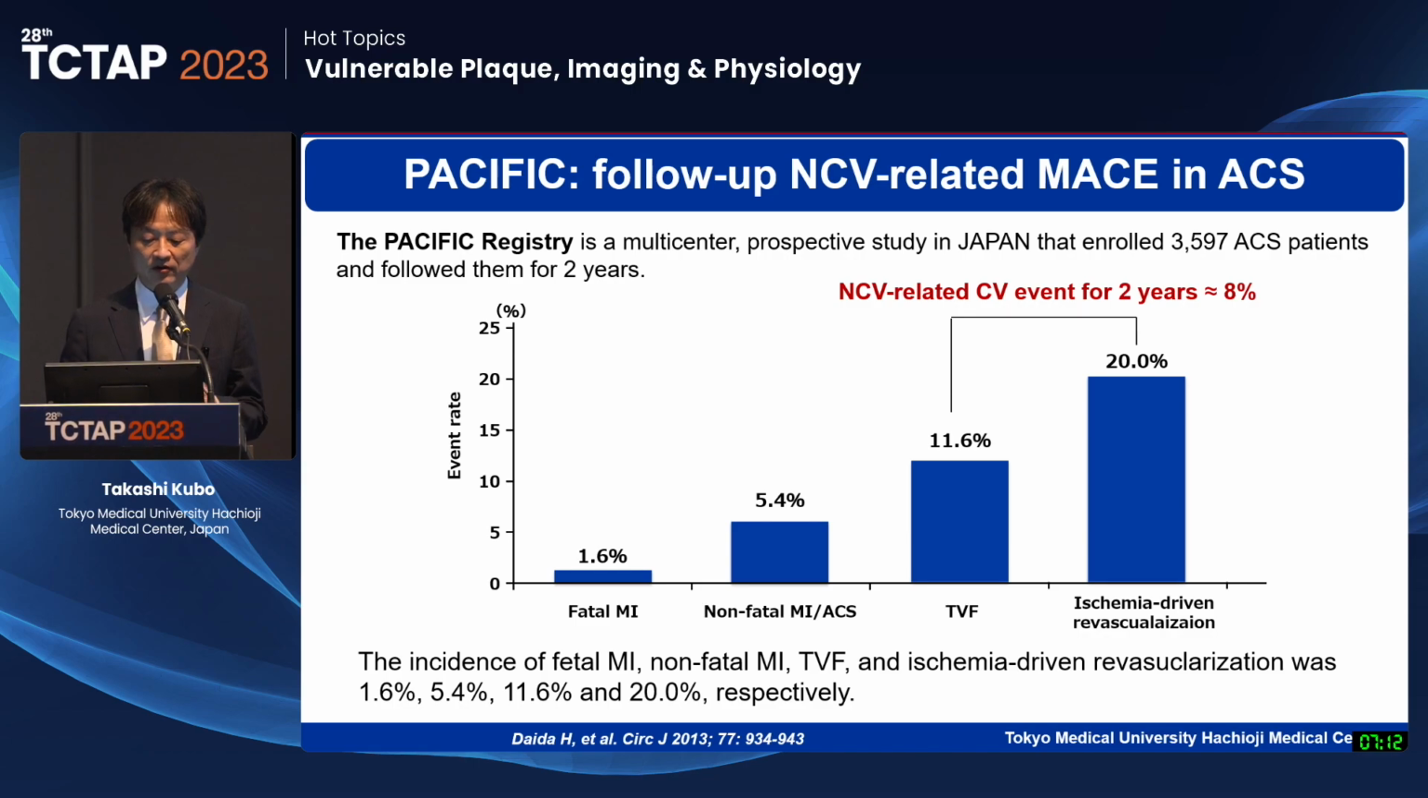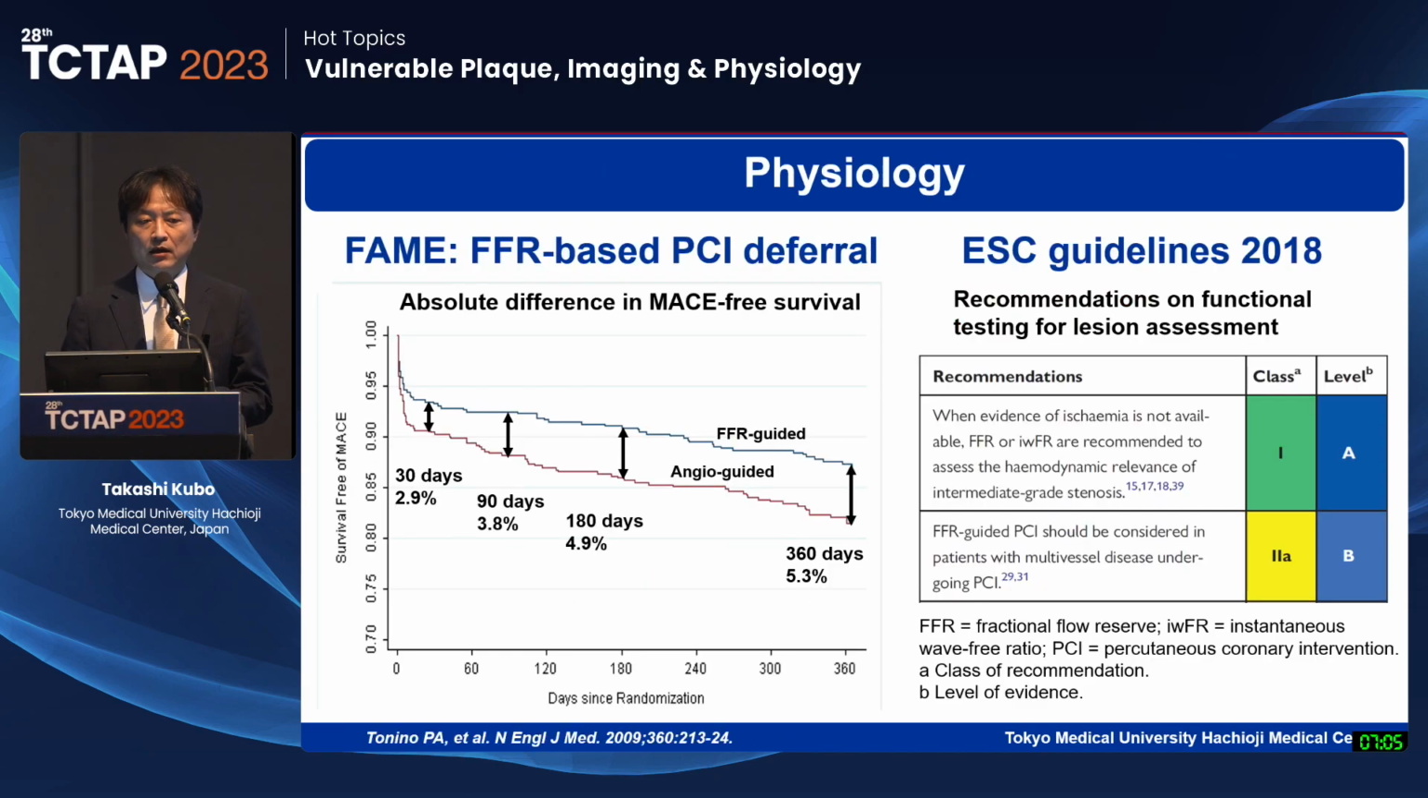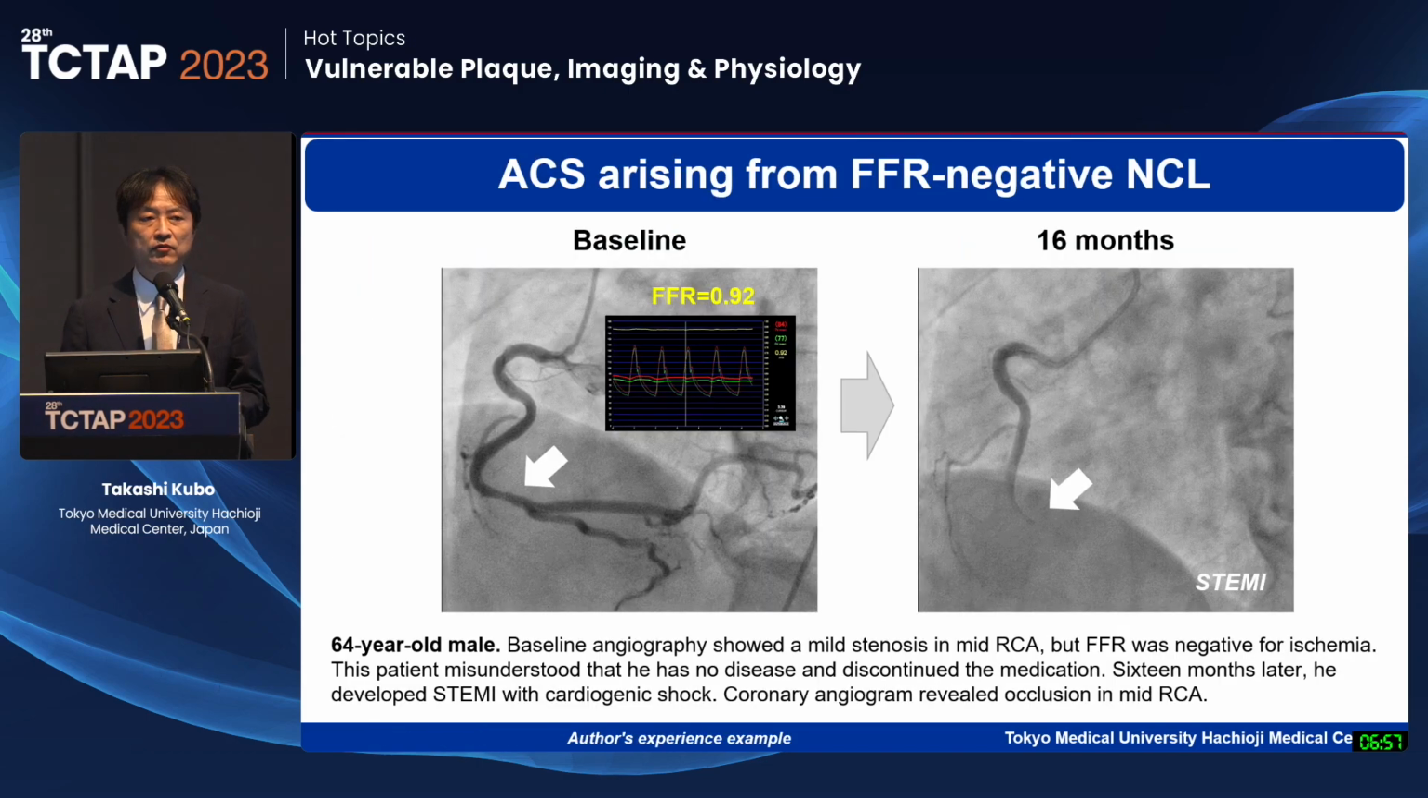The non-culprit vessel-related coronary event rate was 8%. So we used physiological testing to define the PCI. However, the physiology test is not perfect. This is a case of ACS event arising from an FFR-negative non-culprit lesion. The baseline angiography demonstrated mild stenosis in the distal RCA, FFR 0.92, negative.